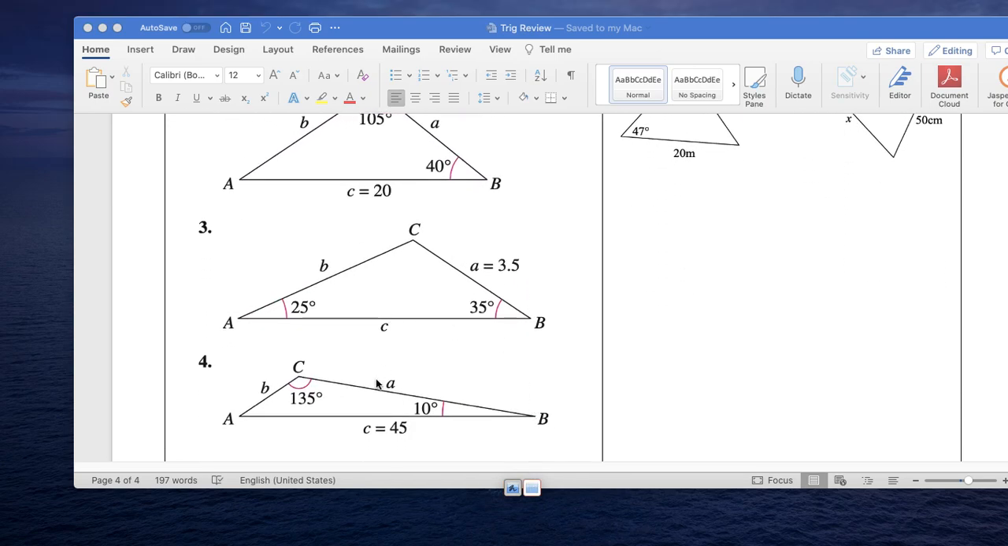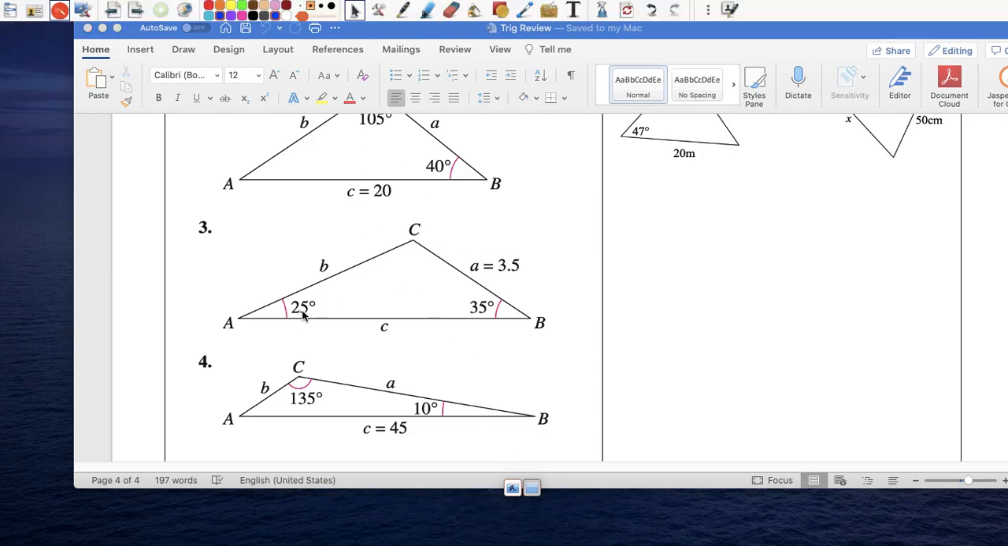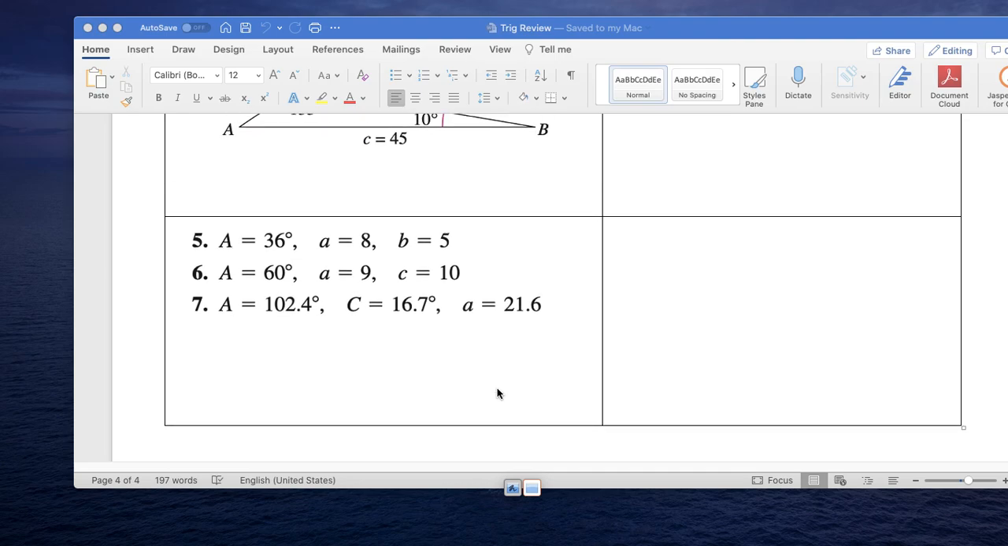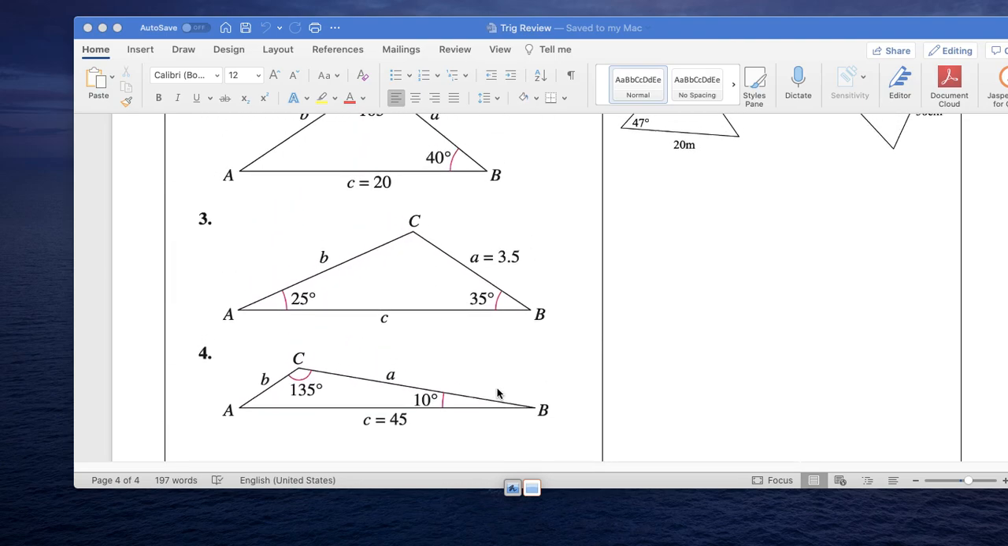Again, for number 3, we can find angle C by subtracting 180 minus 25 minus 35. In number 4, you can again find angle A by doing 180 minus 35 minus 10. Set up a proportion. Not going to do those. 5, 6, 7. Same thing.